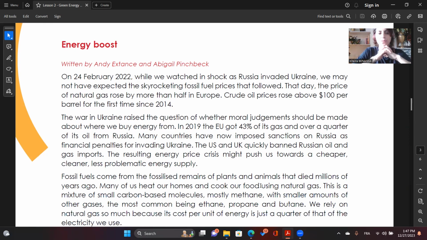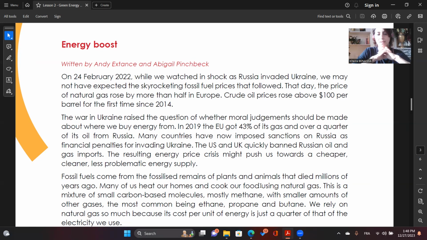On 24th February 2022, while we watched in shock as Russia invaded Ukraine, we may not have expected the skyrocketing fossil fuel prices that followed. That day, the price of natural gas rose by more than half in Europe.